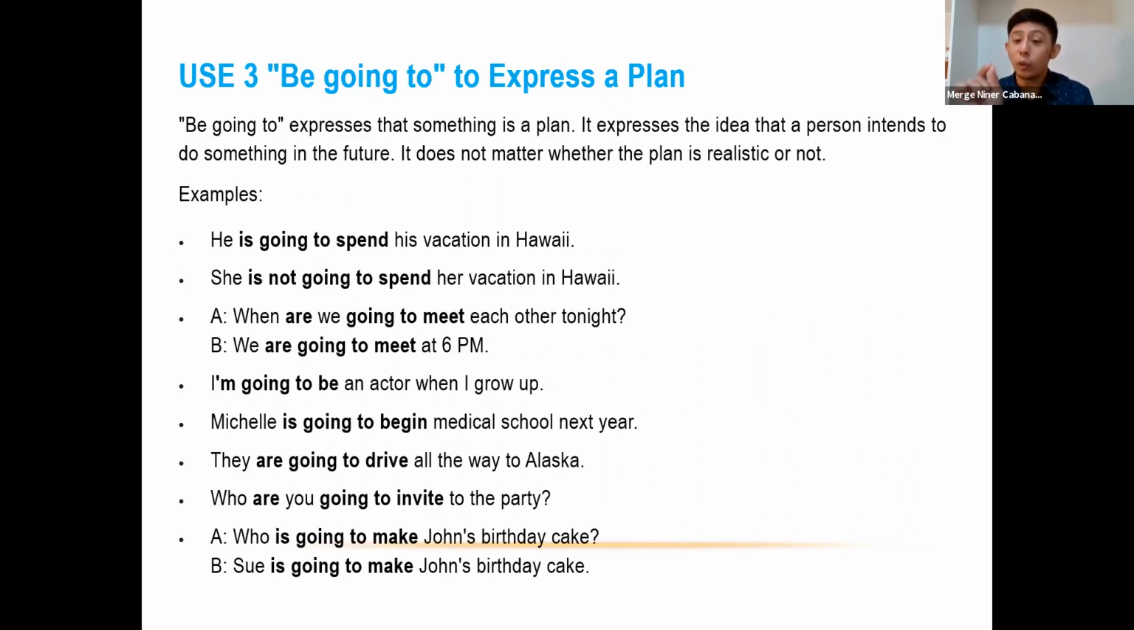Okay. Be going to for a plan. So, is going to, am going to, are going to. "He's going to spend his vacation in Hawaii." "We are going to meet each other at 6 p.m. tonight." "I'm going to be an actor when I grow up." "Michelle is going to begin medical school next year." "They're going to drive all the way to Alaska." So going to is for the plan.